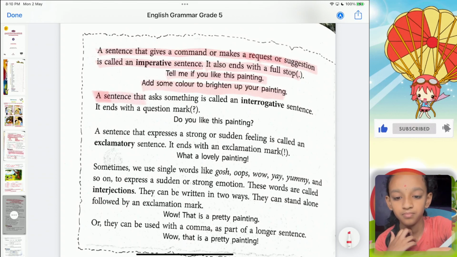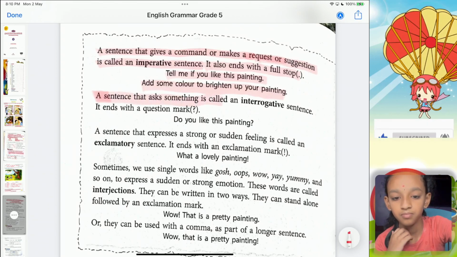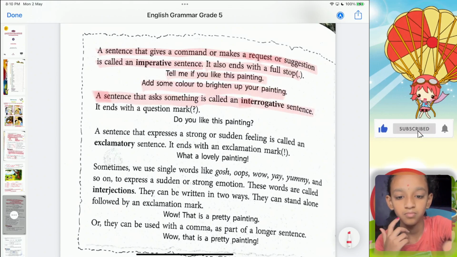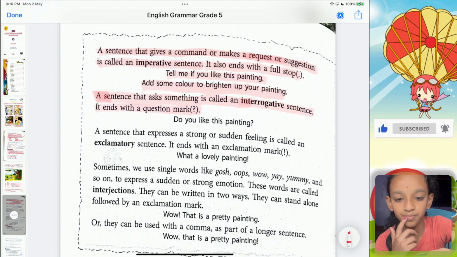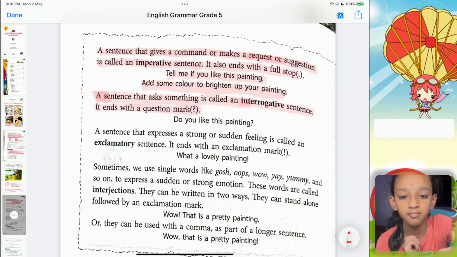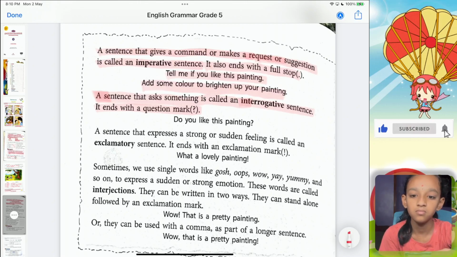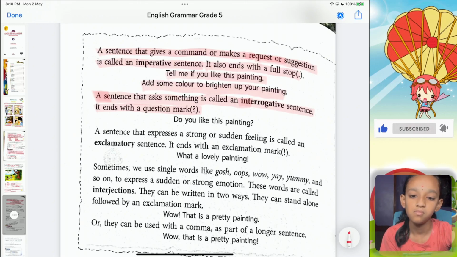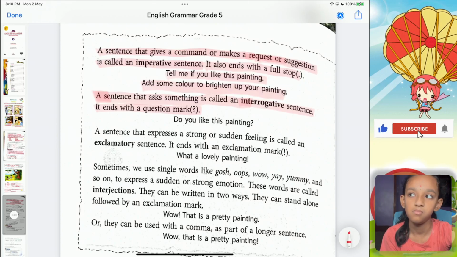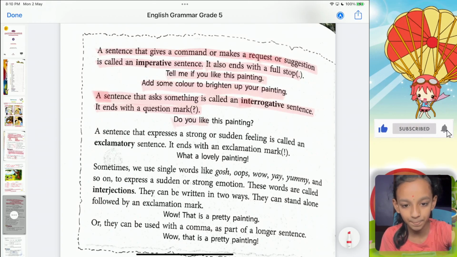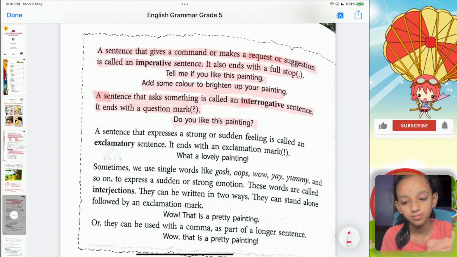A sentence that asks something is called an interrogative sentence. It ends with a question mark. So any sentence which asks for something or questions something is called an interrogative sentence. Do you like this painting? Question mark. So this is an interrogative sentence.